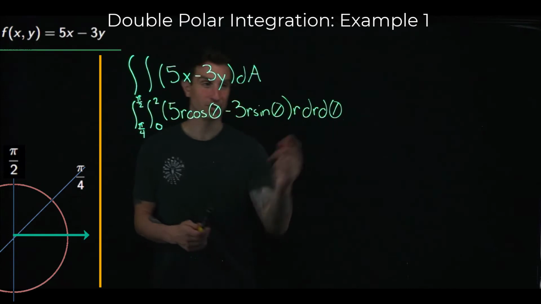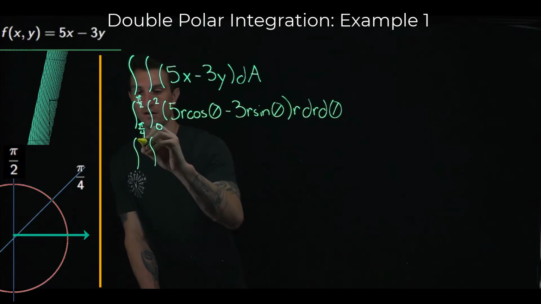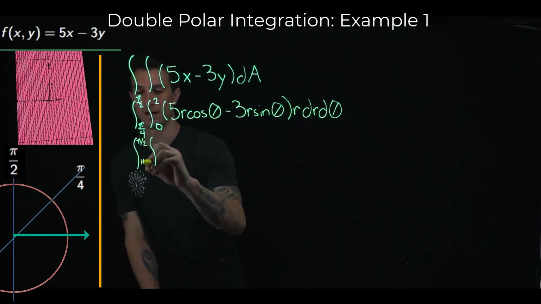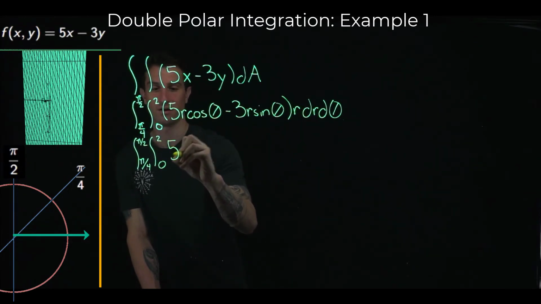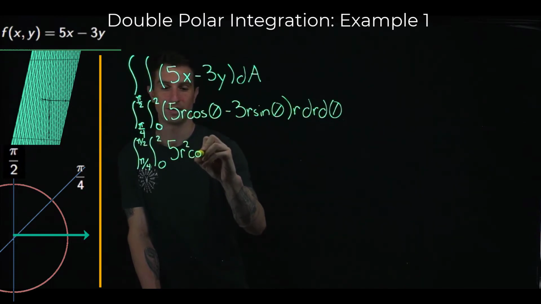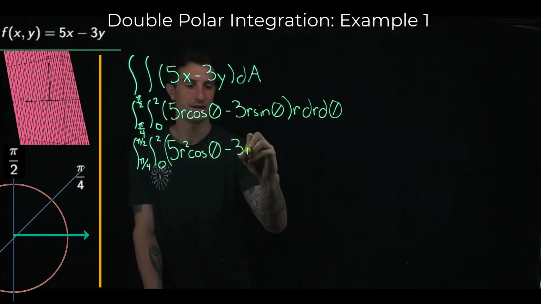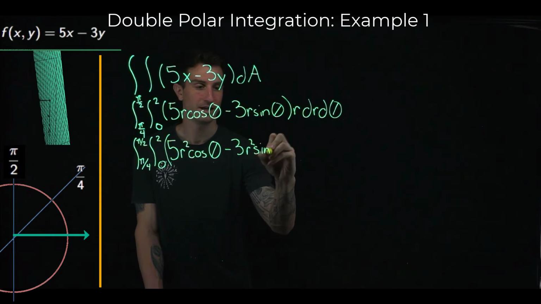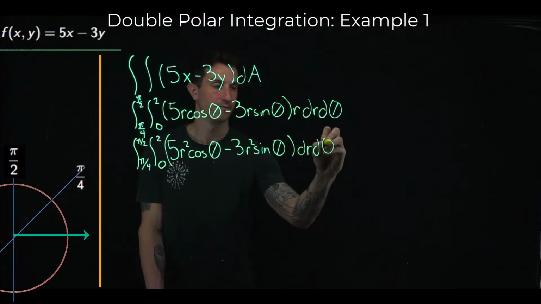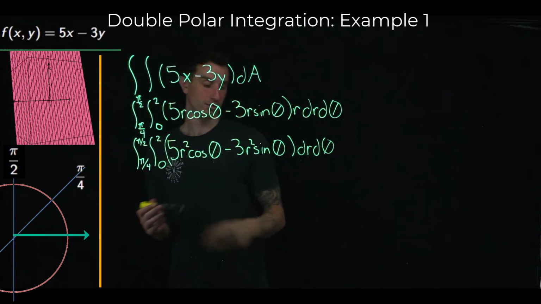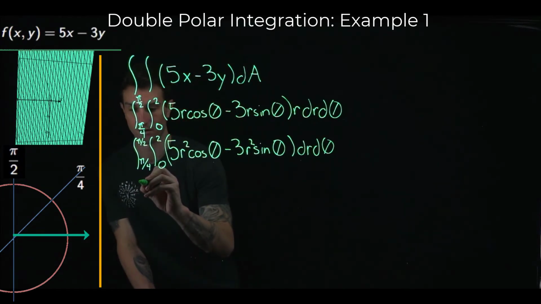All right, let's do a little bit more algebra just to distribute in the r. So we have the double integral again, pi over 2, pi over 4, 2, 0, and this becomes 5r squared cosine of theta, we'll leave a bracket around it, minus 3r squared sine of theta, dr d theta. So first we integrate with respect to r. Well, this is easy. This is just an r squared and r squared.